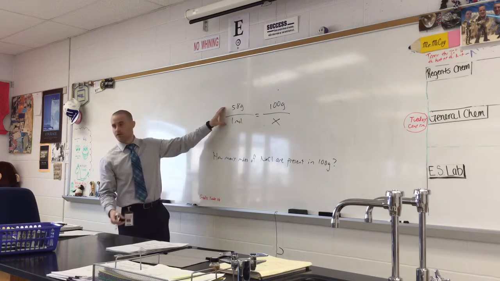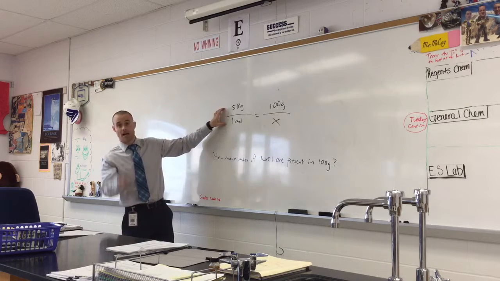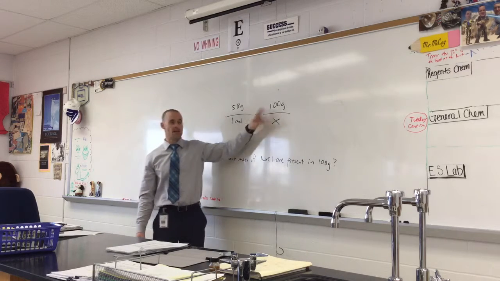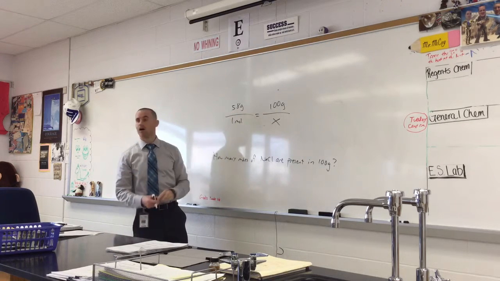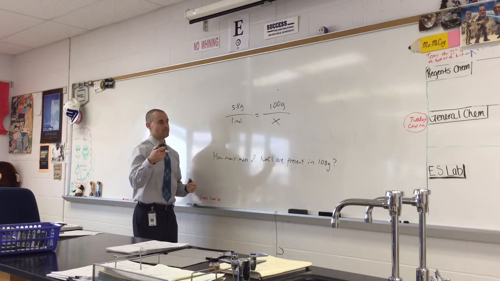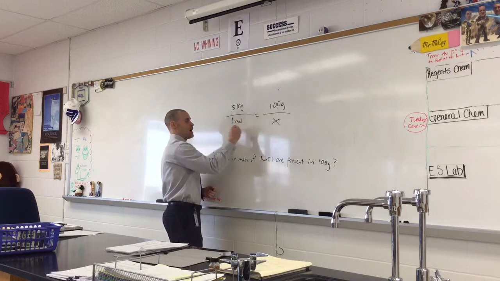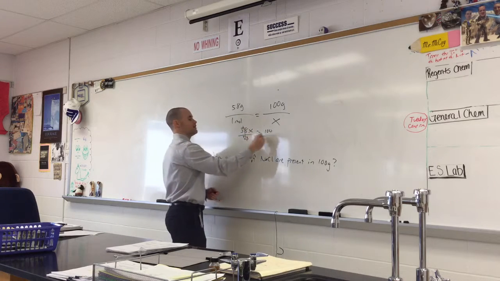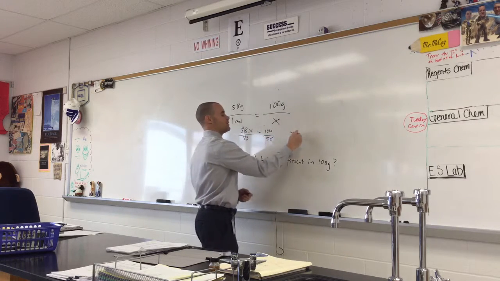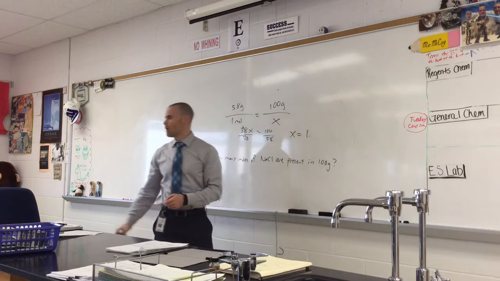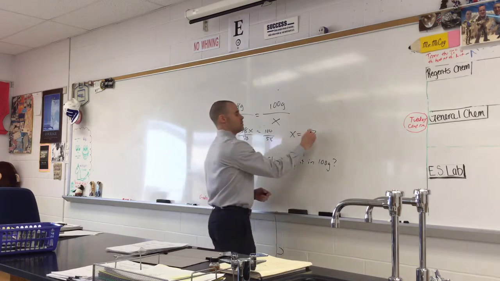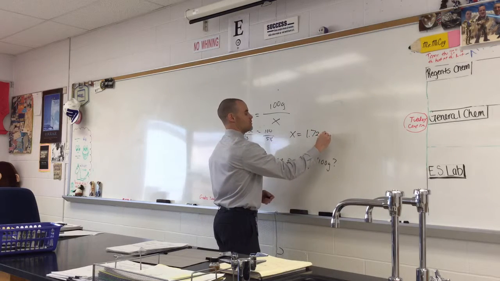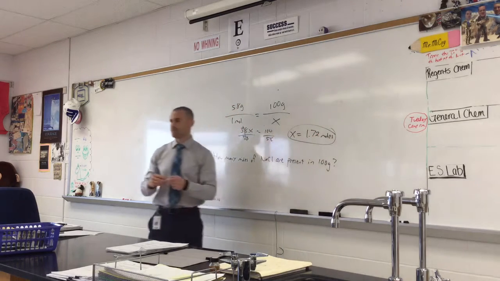This was our gram formula mass from the chart. So I know this is a constant. The question changes that constant. We don't have 58, we have 100, so the moles are going to go up. Cross multiply, 58x equals 100, divide by 58, divide by 58, x equals 1.7 what? 1.72 moles. 1.72 moles. Okay.